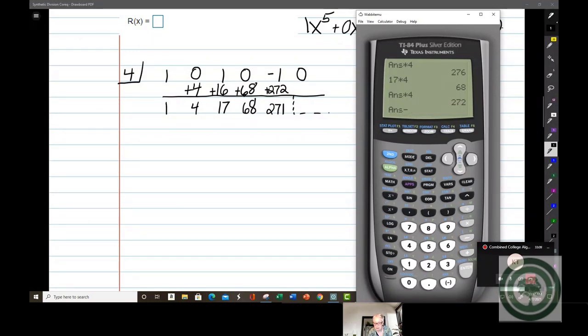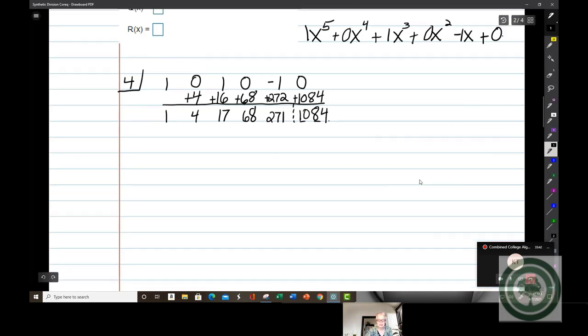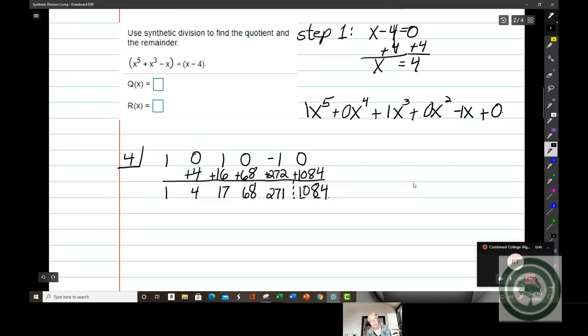271 times 4 is 1,084. Zero plus 1,084 is 1,084. Good grief. I complain. But it's still true that the remainder is the easiest number to find. I mean, it's not hiding, it's right there. 1,084.